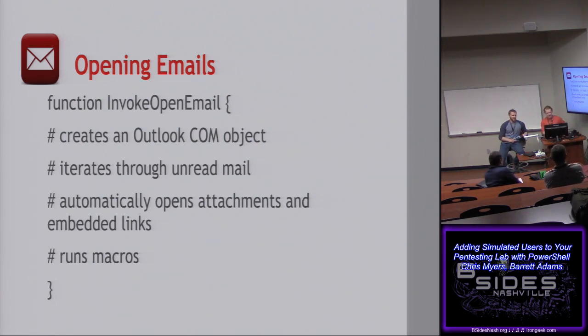But yeah, so we're just creating an Outlook object, grabbing unread mail, and there's a pause in there that you'll notice during the demo: tell it to download mail, sit around for a minute, and then actually go open that mail.